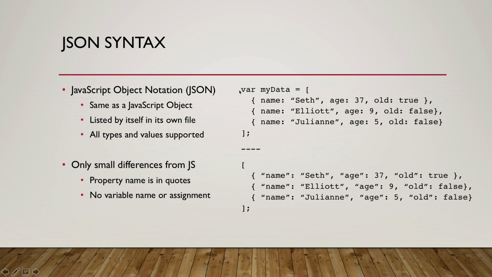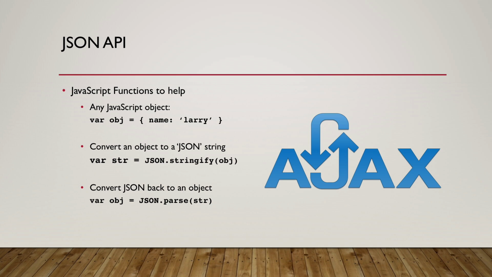So again, just those two subtle differences. Take off the whole variable declaration equals thing, because you're not actually declaring a variable with a name. You're just describing an object's value. And then make sure you put the properties in quotes. So that's the basics of JSON.